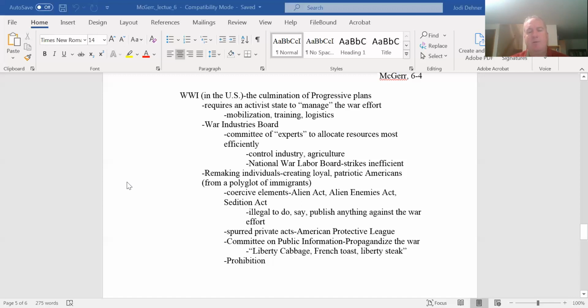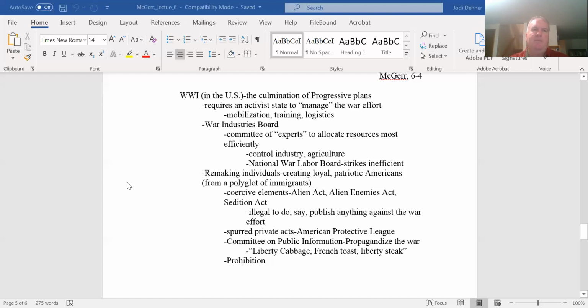So sauerkraut, a German name for that product, was renamed Liberty Cabbage. French toast replaced German toast. I didn't know that French toast originally was known as German toast, but French toast replaces the name German toast. A hamburger is referred to as a Liberty steak. So all these things seem in retrospect kind of silly, but they're kind of illustrative of the social pressures on adhering to these ideas of what a good American is.